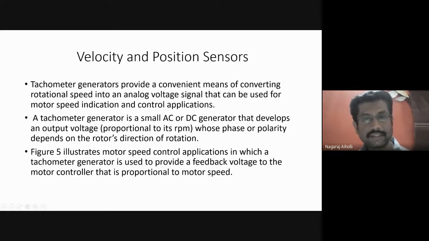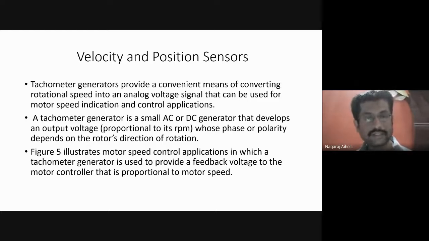Tachometer generators are one of the means of converting rotational speed into an analog voltage signal, which can be used for motor speed indication and control applications. The voltage signal that is generated measures the speed of the motor, and it is also used for control applications. We'll see in the next figures how it is used for controlling applications.